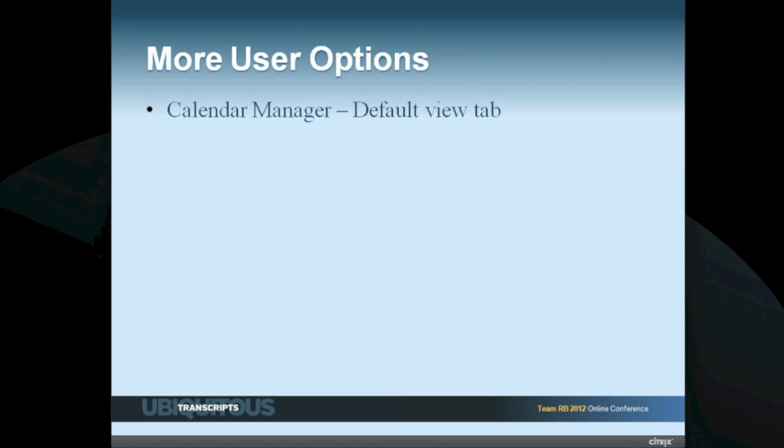More user options. Now you can choose the default view, whether it's going to be list, weekly, or monthly tab as you open the calendar manager per user basis. You can also choose your default job statuses. So if you don't want canceled jobs show up all the time, now you can turn it off permanently so you don't have to constantly keep unchecking the boxes.